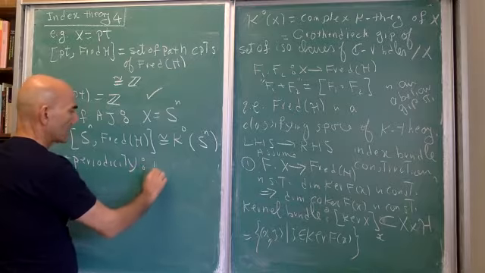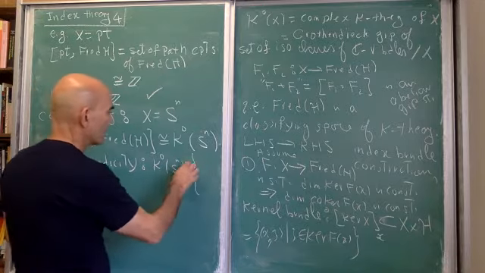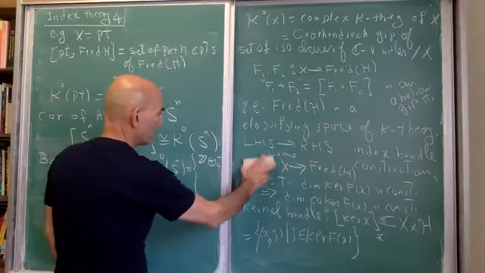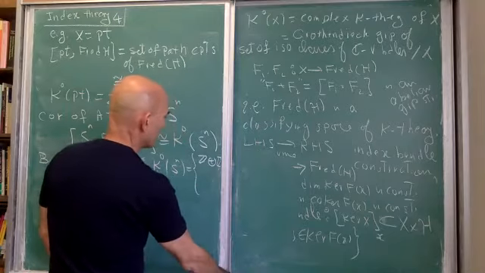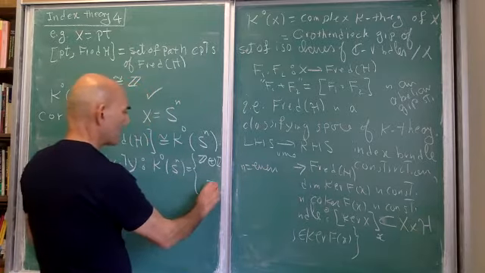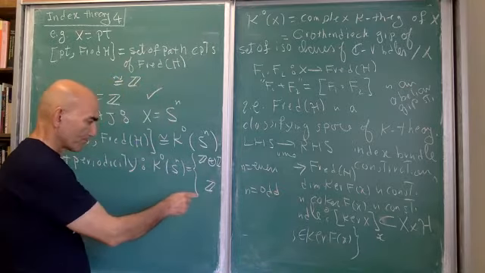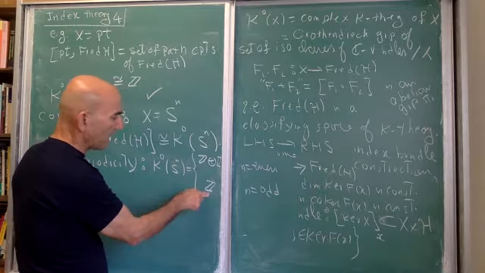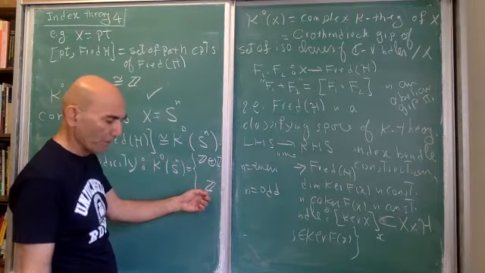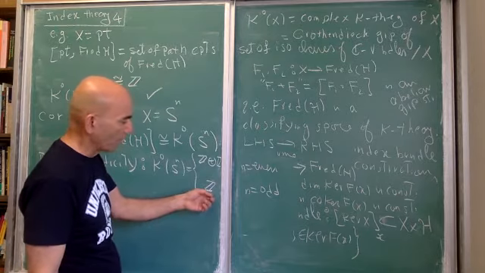Bott periodicity says that K theory of S^n is equal to Z direct sum Z if n is even, and it's Z if n is odd. Basically, this Z always has to be there for K theory of spaces, because there is always the trivial vector bundle, which, by rank, creates this copy of Z.